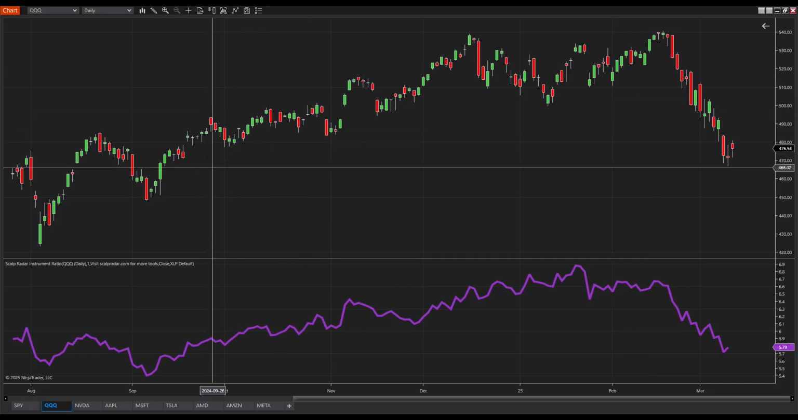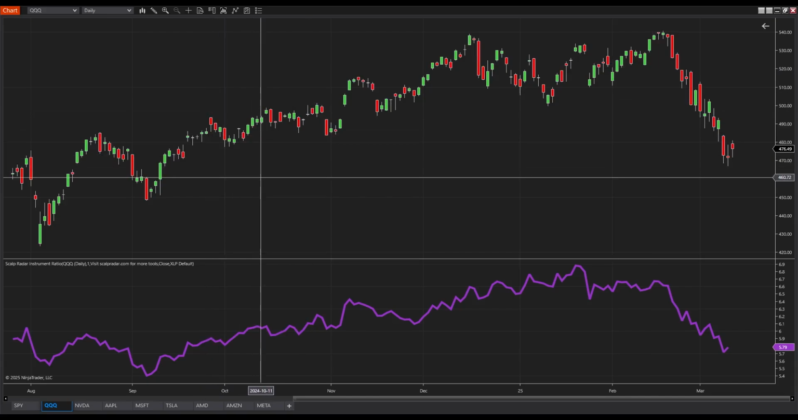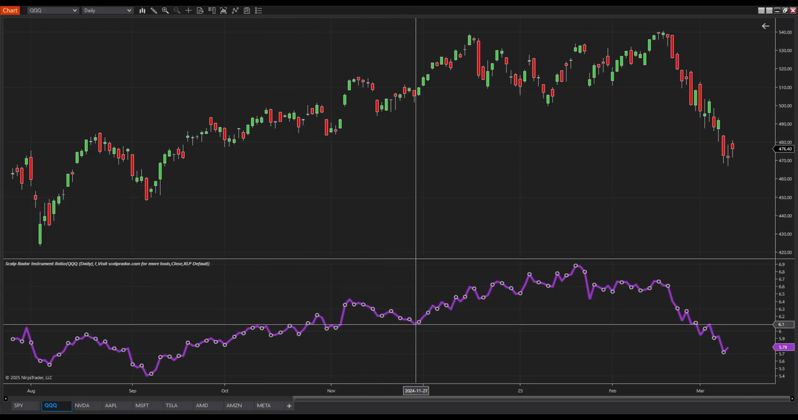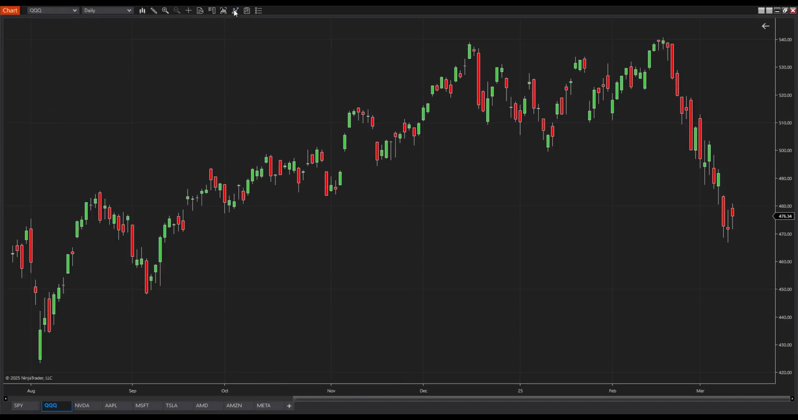So you can use any instrument. You can compare Bitcoin to gold. You can compare any other ETFs on whatever time frame you want. I think it's a pretty handy indicator. Okay, so let's move on to the next one.